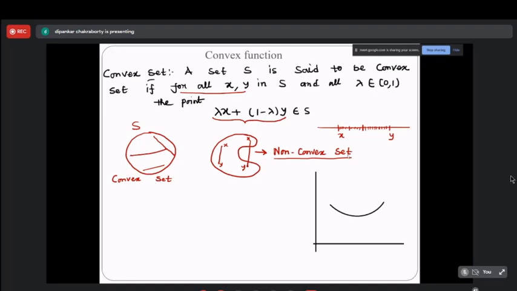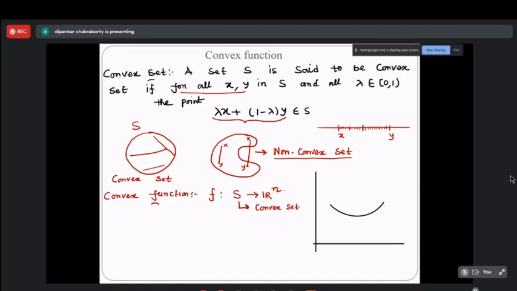Yes, sir. Okay. Now, just today I'm going to give you the convex function definition, and obviously in the next class I will elaborately explain that part also. Now, what is convex function? Let us consider a function f from S to Rn, where S is a convex set. So I am considering a function from a convex set to Rn.